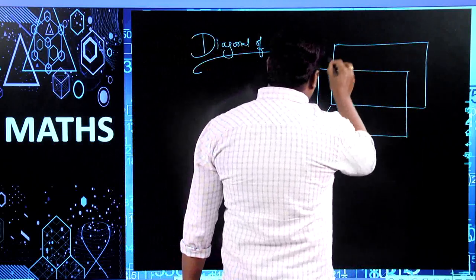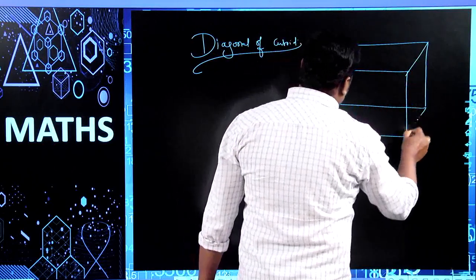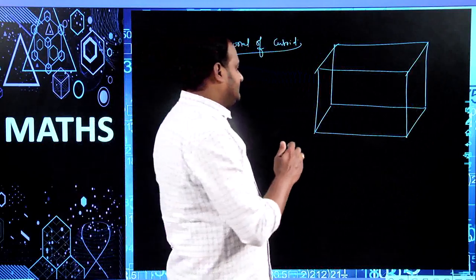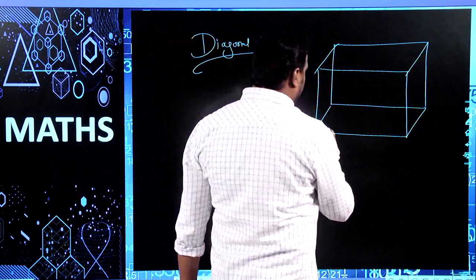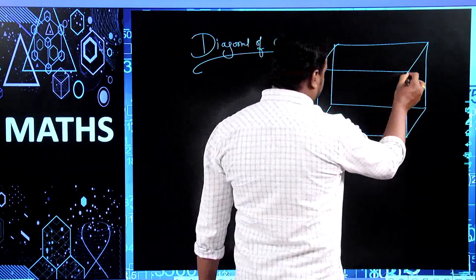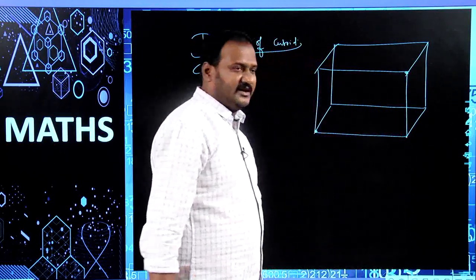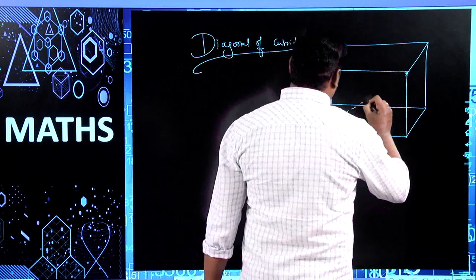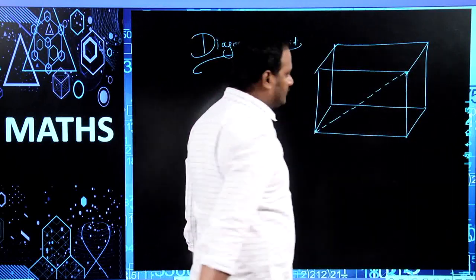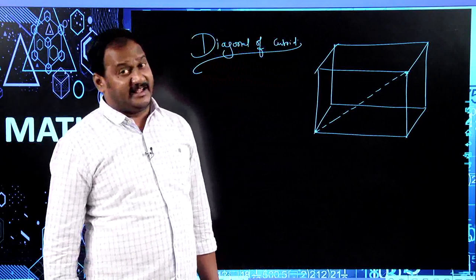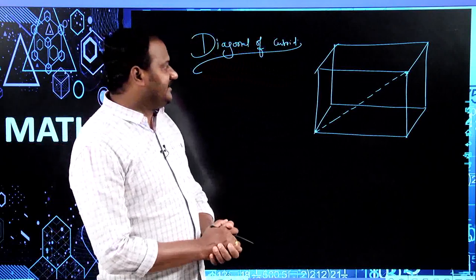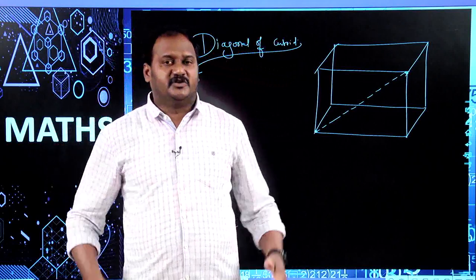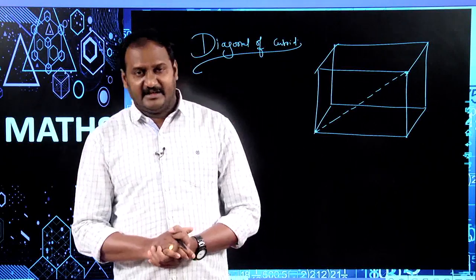See here, I am going to identify the vertices, the corners, one corner on the top and one corner on the bottom. See, this is one corner on the bottom. This is the length of the diagonal of the cuboid. How to find out the length of the diagonal of a cuboid? In order to find it, I will give you one clear-cut idea when you are there in your classroom.